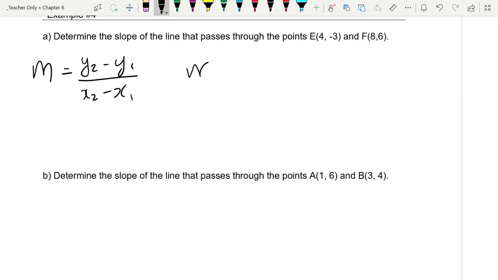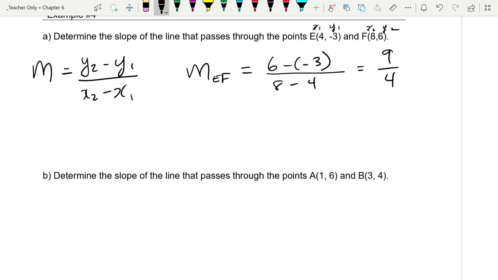And we would like the slope specifically from E to F. So I'm going to call this x1 and y1, and I'm going to call this one x2 and y2. So that's going to be 6 minus -3 all over 8 minus 4, which is 9/4. Now, did it matter which one I called x1 and which one I called x2? The answer is no.